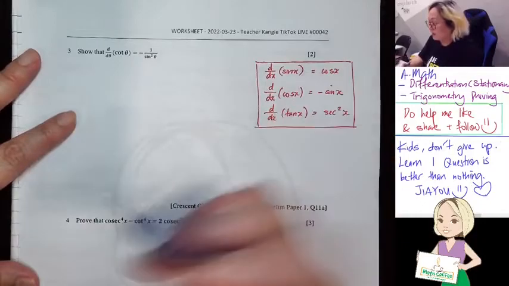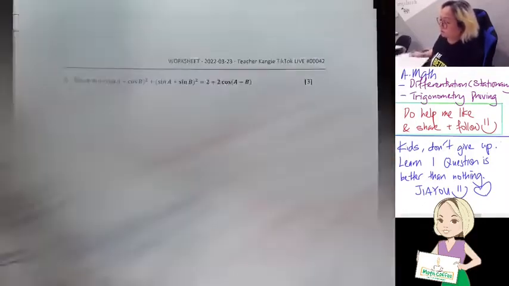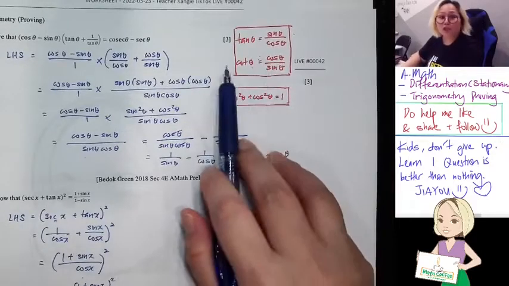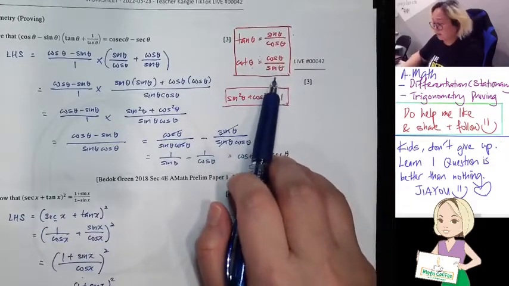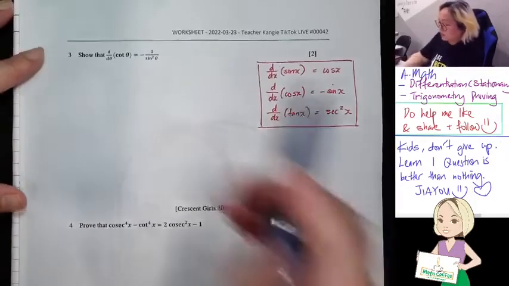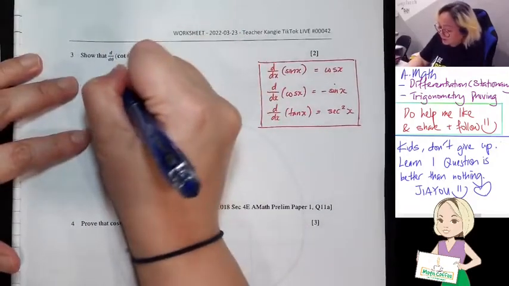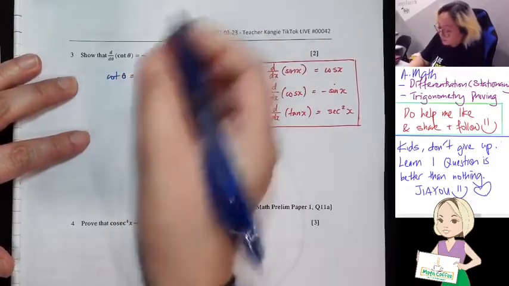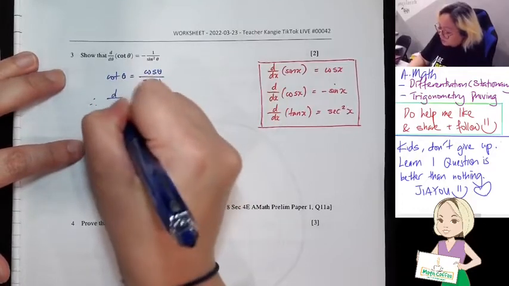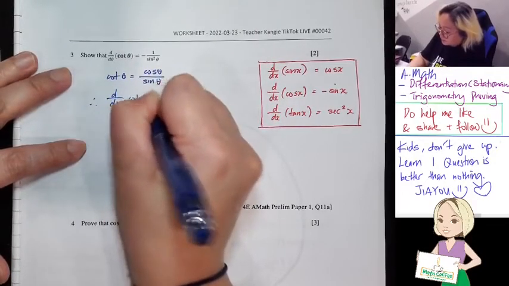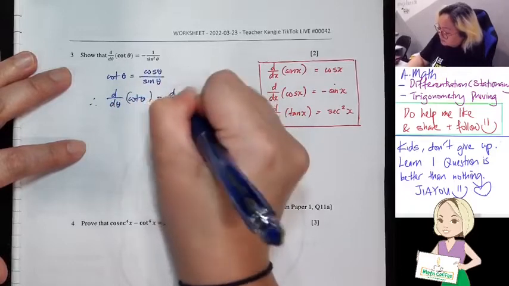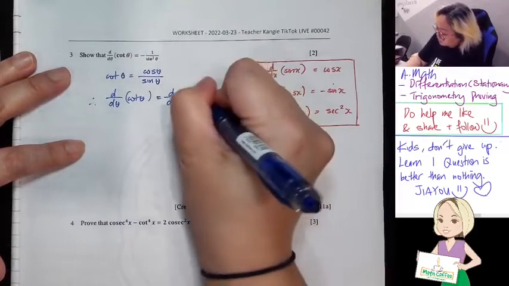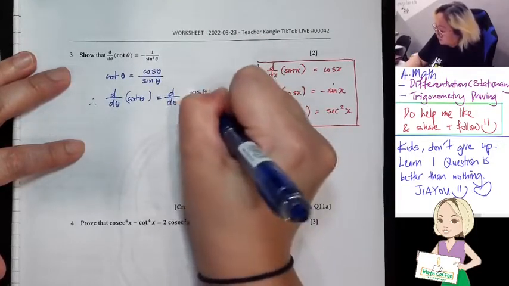No need to panic. Remember just now I have talked about cotangent theta is cosine theta over sine theta. Change into cosine theta over sine theta first. So I will write here, cotangent theta is equals to cosine theta over sine theta. So therefore, to differentiate cotangent theta, it is the same as differentiate cosine theta over sine theta.